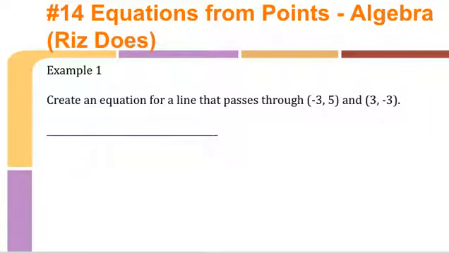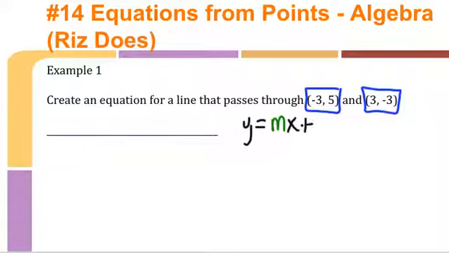So here's the first example. It says create an equation for a line that passes through (-3, 5) and (3, -3). So you want to think about this in two big steps. Alright, so we know we want to end up with something that looks like y equals mx plus b, right? Where m is the slope and b is the y-intercept. So the first thing that I'm going to do is go ahead and find the slope.